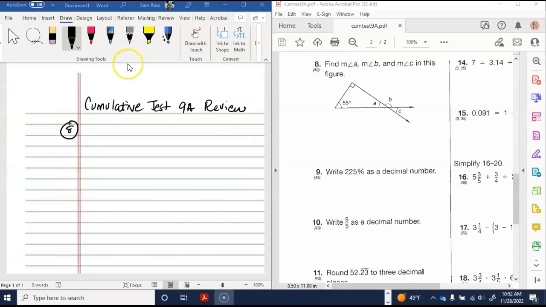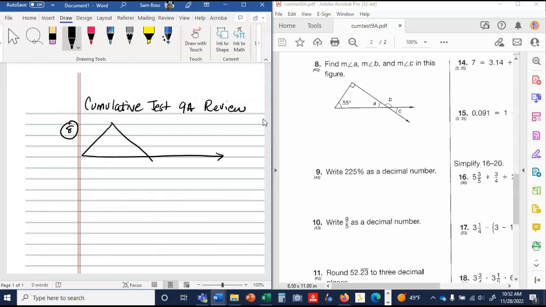All right, number 8. So it says find A, B, and C in this figure. I'm going to redraw it. If I had it on a sheet of paper, I would be marking it all up. But I have it on my computer. So I'm going to, this is C, this is B, this is A, this is a 90-degree angle, and this is 55.